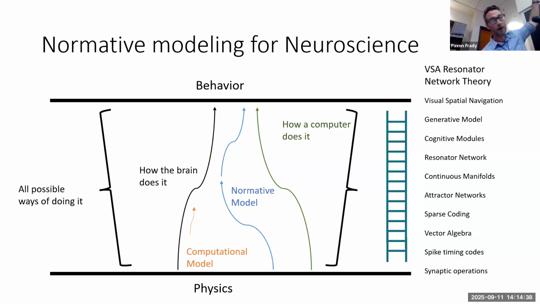So to make a normative model, we need a theoretical construct that bridges all the way from physics to behavior. And this is where we use BSAs and resonator networks to basically start to make up some of these theories.